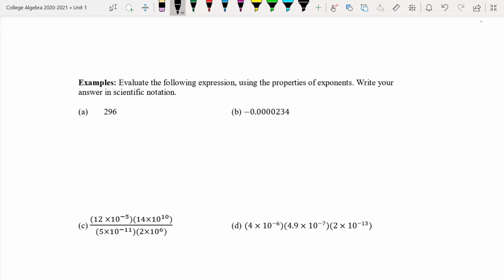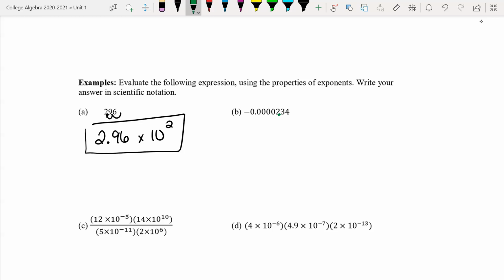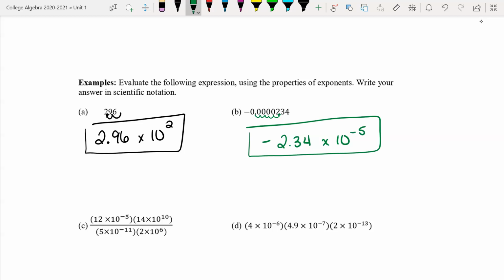All right, so your number has to be between 1 and 10. So that means you're usually going to put it between the first number and the next number. So my decimal is 2.96 times 10 to the, move it right, second. If you have a really big number, your decimal's there, and I move it to the right, that means I'm going to use a positive exponent. If you have a really small number, 2.34 times 10, I've got to move it to the left now, so 1, 2, 3, 4, 5. So the negative fifth.